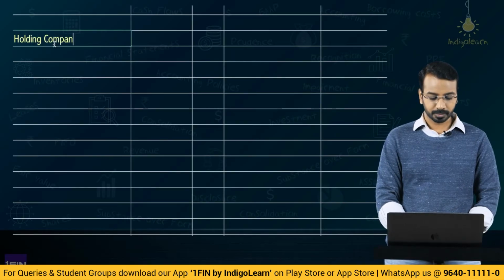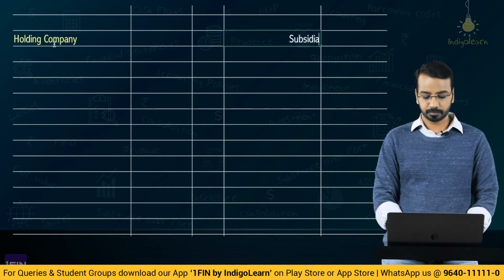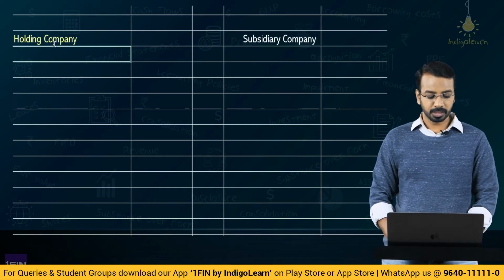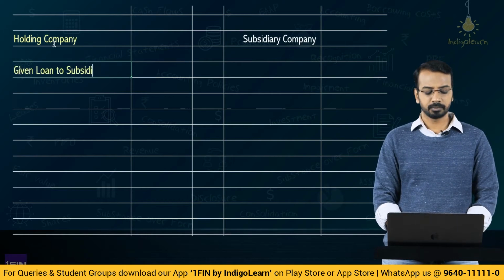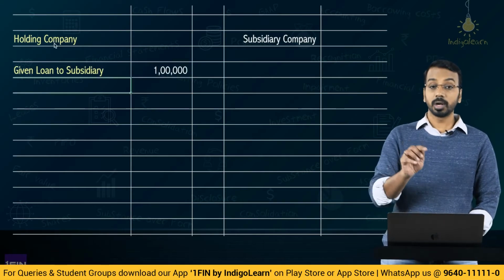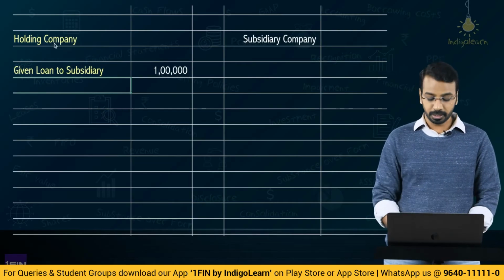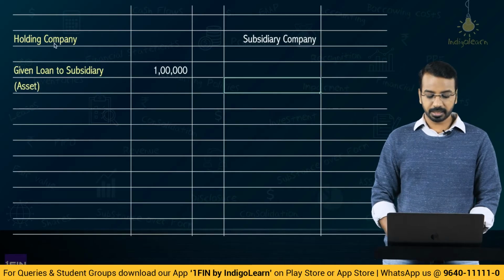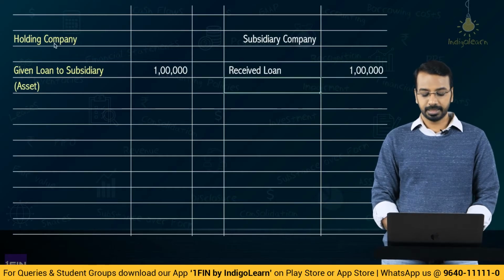So, say for example, there is a holding company and there is a subsidiary company. Now, this holding company, for example, has given a loan to the subsidiary of 1 lakh. Forget the currency for a moment. So, in the holding company books, what is this? This is an asset, right? Because it has given a loan, this is an asset. In the subsidiary company, they have received a loan of 1 lakh.